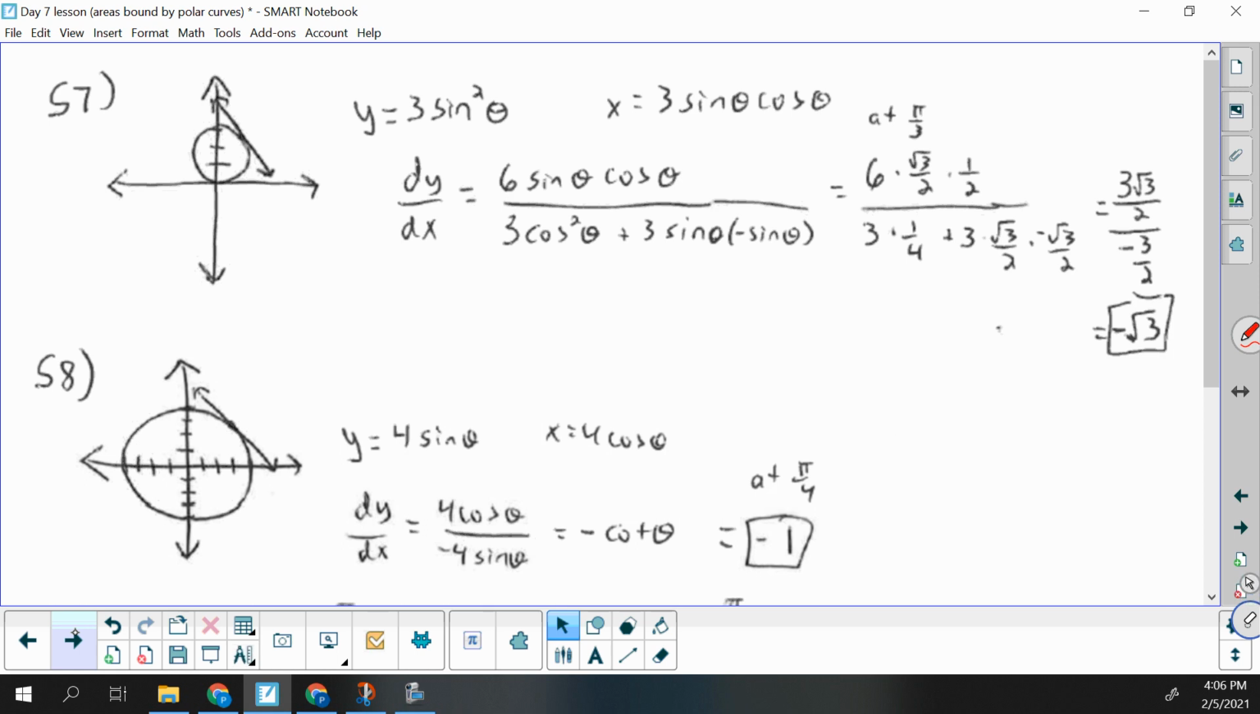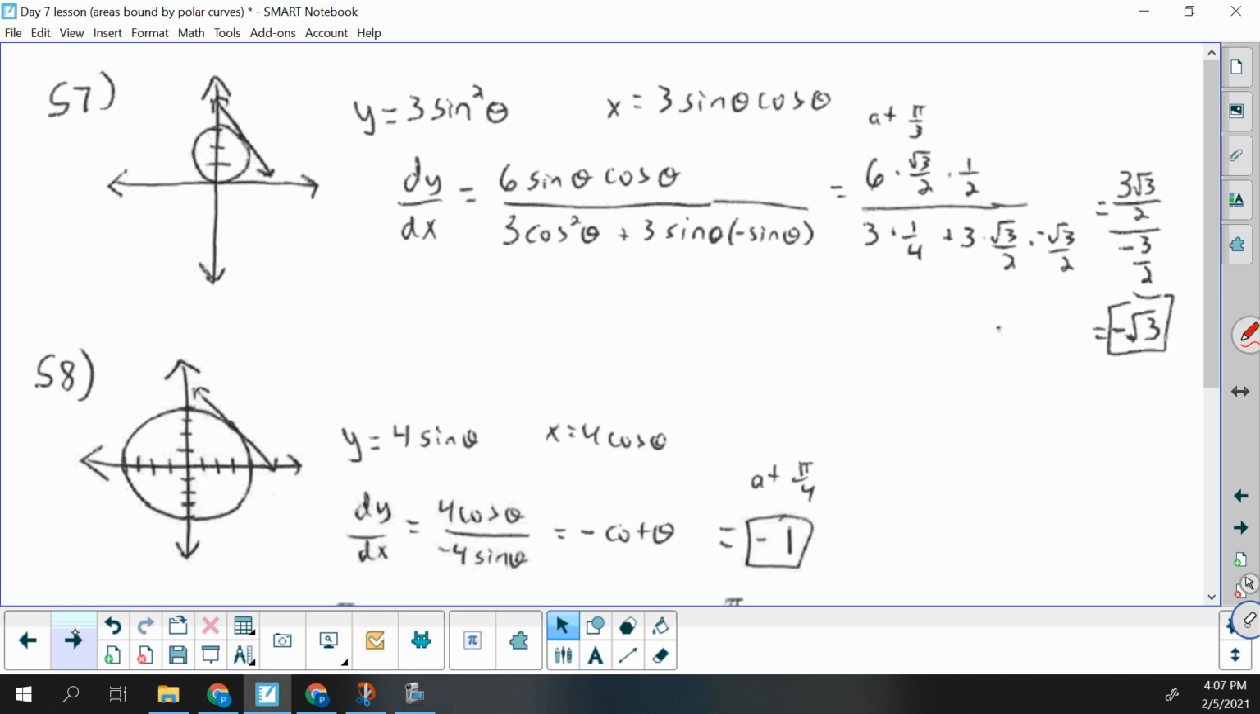So graph that one on your calculator in 57. You've got your r sine theta. Since r was 3 sine theta, you could write y as just 3 sine squared. You got your r cos theta for x. Do your derivative of the y part, derivative of the x part. Top, you could just do a chain rule. Bottom, you had to do product rule.